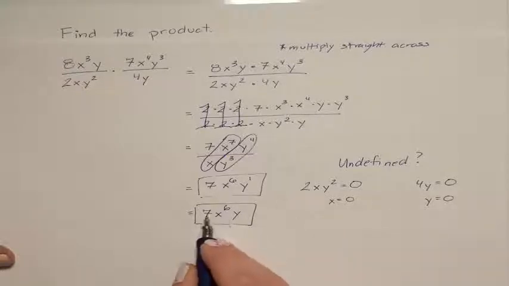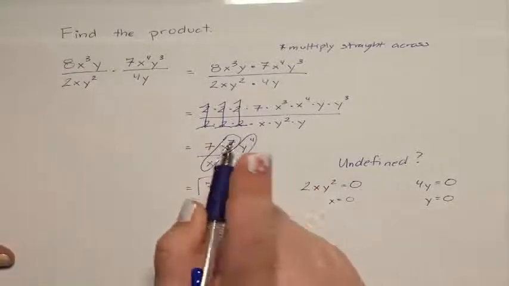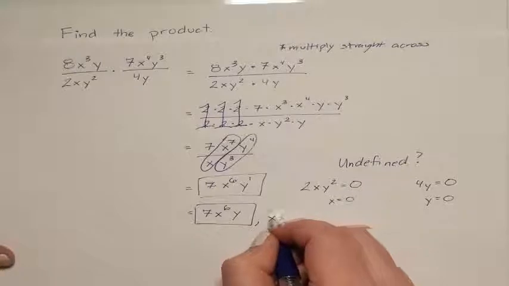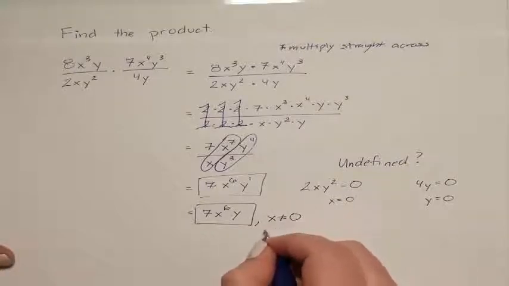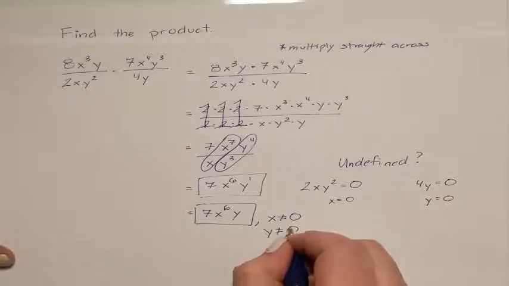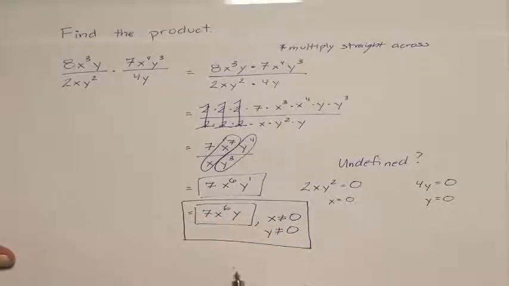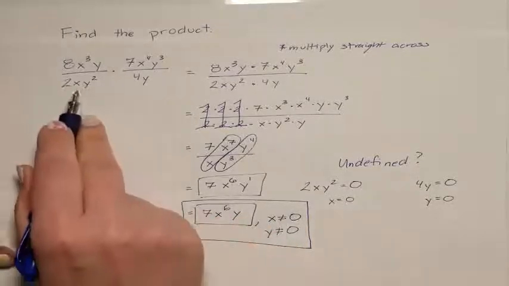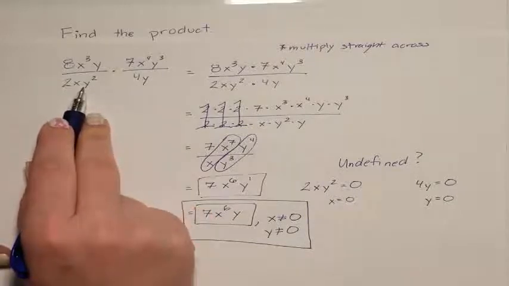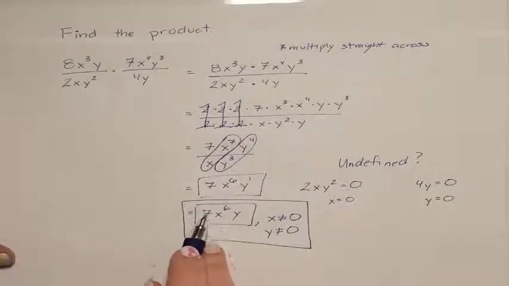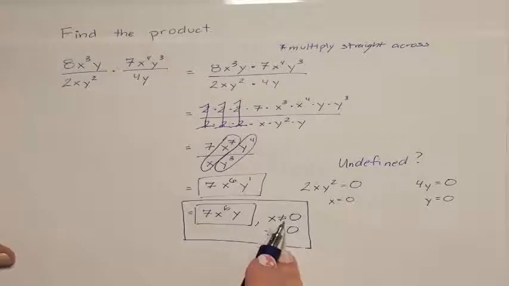So this is our simplified answer after you multiplied them, but you have to remember that you are not allowed to have x be 0 and you're not allowed to have y be 0. So this entire thing is our full final answer. Because if this is true, these would have been undefined, which you can't have. So this is our final answer, but there are contingencies you have to be careful of.